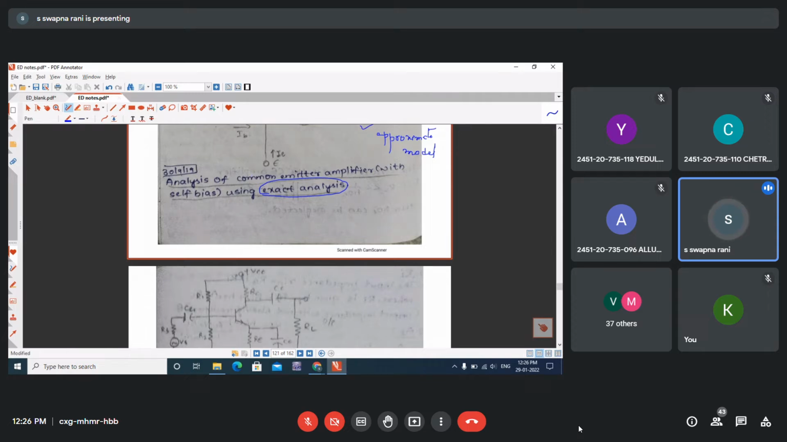See the heading: analysis of common emitter amplifier with self bias.